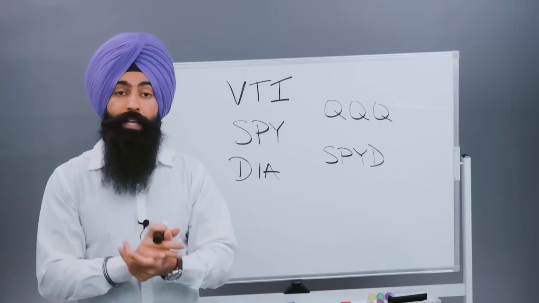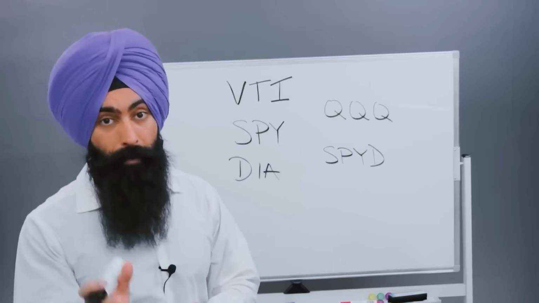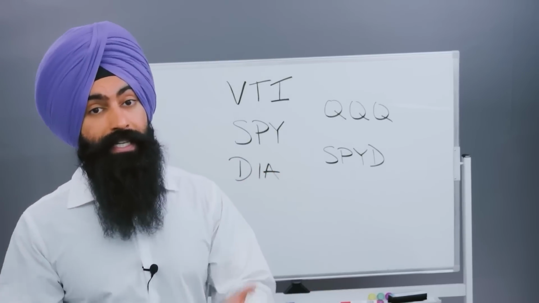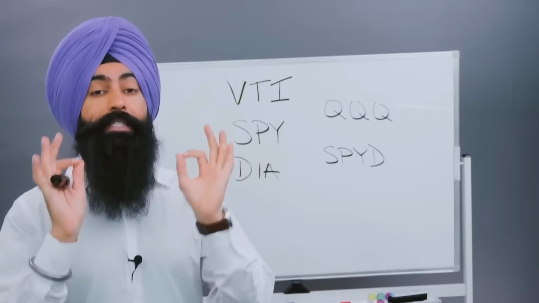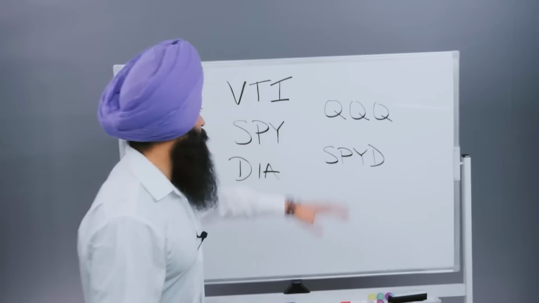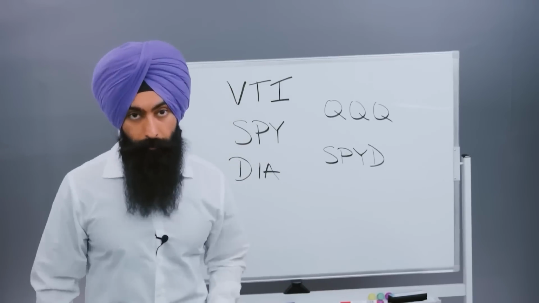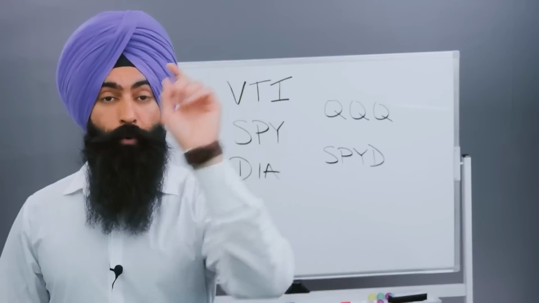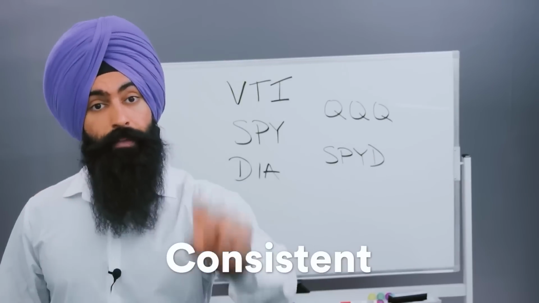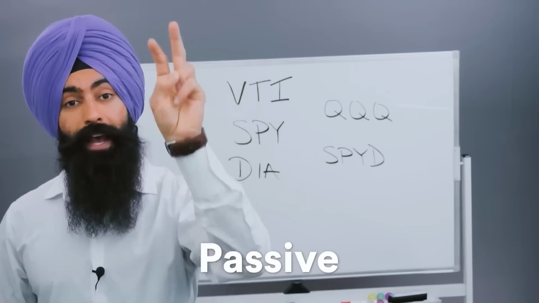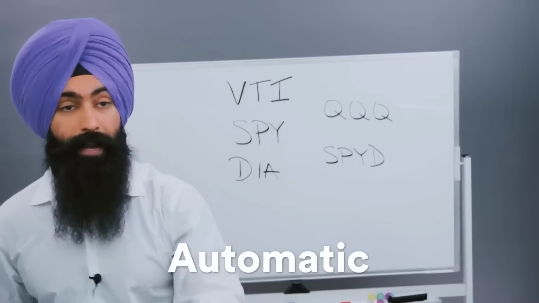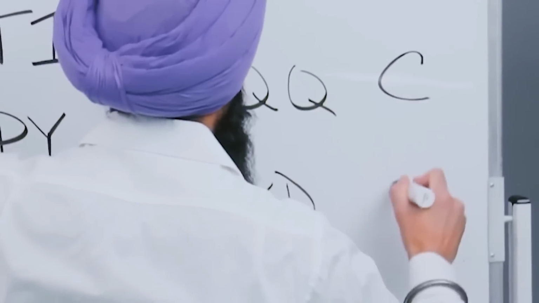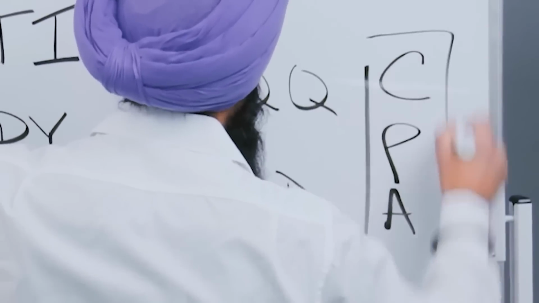Now, what you want to understand here is that the way that you make money, the way that you actually see the most success as an investor in these types of funds is not by going out and putting $1,000 into one of these funds and just letting it sit there. The way that you actually build wealth with these types of funds is, number one, you want to make sure your investments are consistent. Number two, you want to make sure your investments are passive. And number three, you want to make sure your investments are automatic. I like to call this CPA, consistent, passive, and automatic.